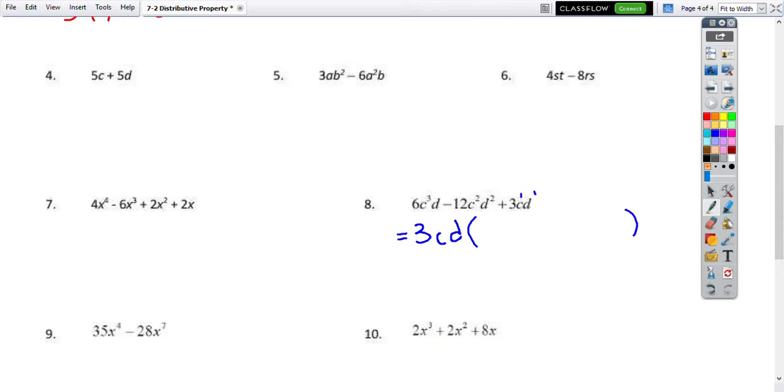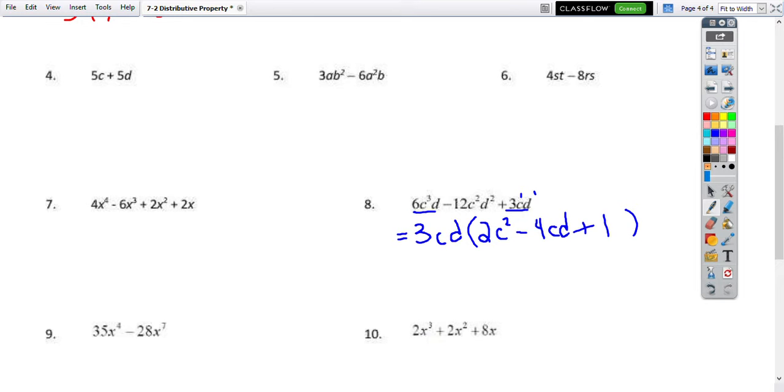So if I divide 3cd into 6c cubed d, 3 goes into 6 2 times. If I take a c out, there's 2 c's left over, and there's no d's left over when I take the d out. And to the second one, 3 goes into 12 4 times, c goes into c squared, and there's a c left over, d out of the d squared, there's a d left over, and then 3cd goes into 3cd, and then when I divide, I just get a 1. So this is just plus 1, okay? And there's my answer. That's the GCF.